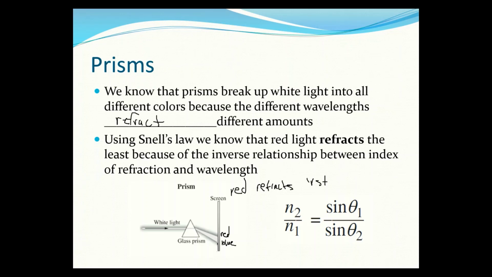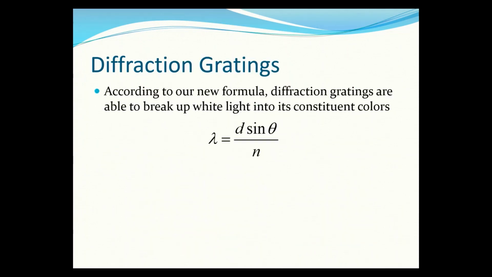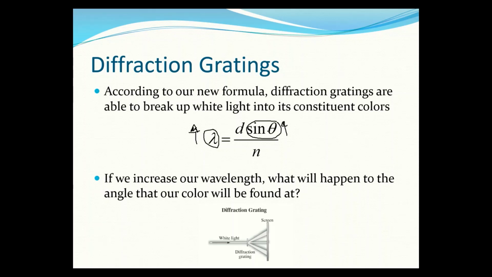When we talk about diffraction, according to our new formula, diffraction gratings are able to break up white light into its colors. The wavelength and the angle it diffracts at are a direct relationship. If we increase the wavelength, we increase the angle. So if we increase our wavelength, what will happen to our angle? It's going to be a bigger angle. That means diffraction gratings are the opposite. Red is 700 nanometers, our biggest wavelength, and it's going to have our biggest angle. So red is going to diffract the best, and blue or violet is going to be the worst because it's the smallest wavelength. We always get it the same on both sides, so it's always symmetrical with diffraction gratings. Red does the best and blue is the worst. So it's opposite, and you have to memorize that it's opposite.